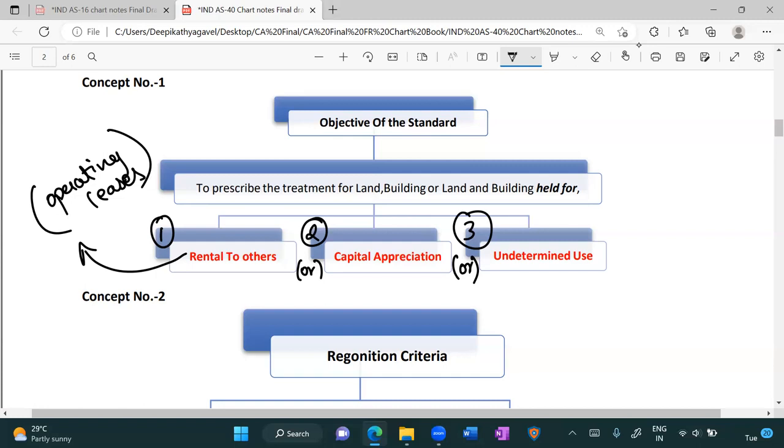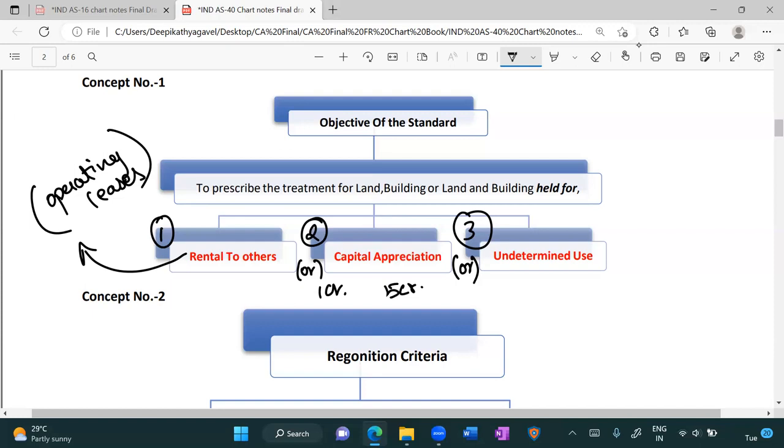The second is if the property is being held for capital appreciation. If the sole purpose of holding the property is capital appreciation. What do you mean by capital appreciation? Let's say I had a property which I purchased for 1 crore near the airport, and I expected that the airport expansion is happening gradually, so slowly this area will start to commercialize. So I believe that the land that I've purchased today for 1 crore, after 2 years, I'll be able to resell it for 5 crore.